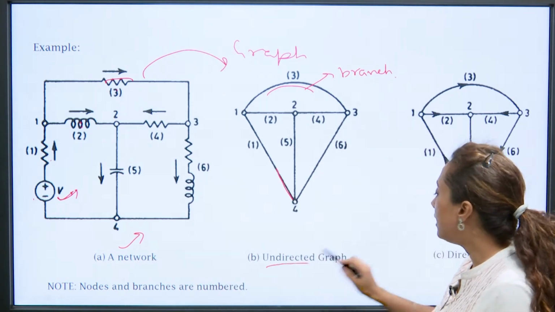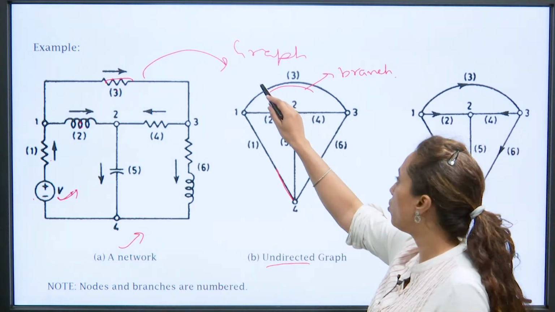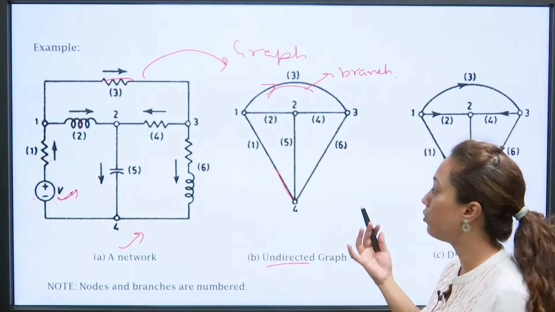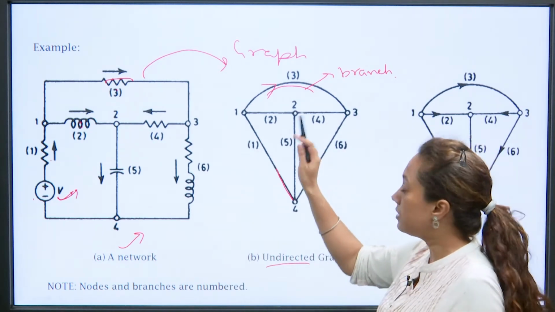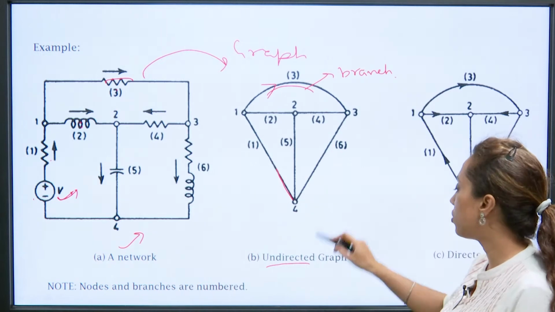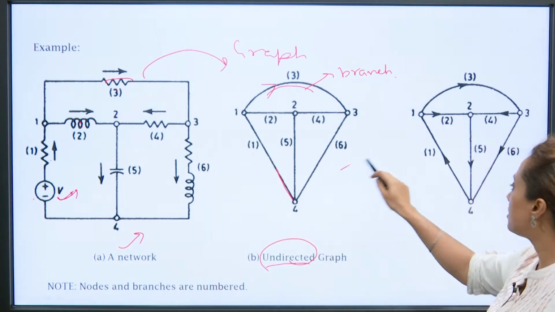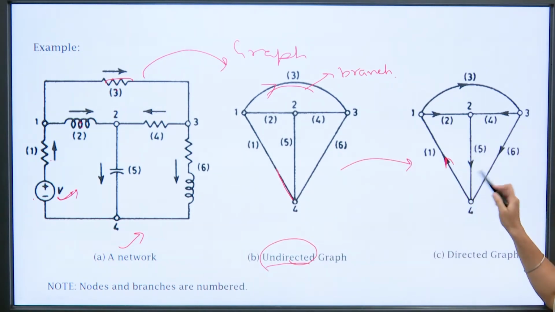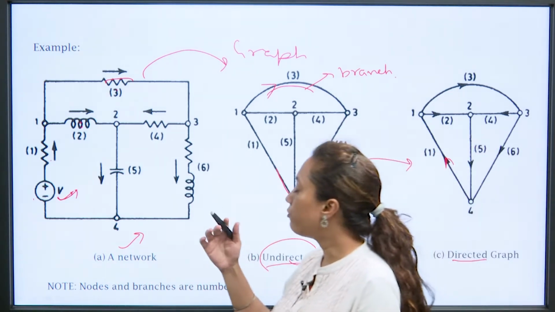Why is it called the undirected one? Because there is no sign shown of where the current is flowing. When there is no direction of any current shown, this is called the undirected graph. Similarly, this is a similar graph in which a direction is shown, so it is the directed graph, right.